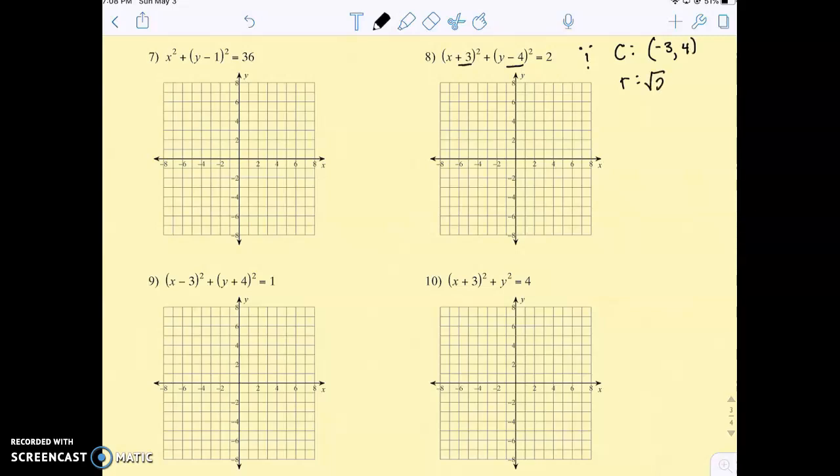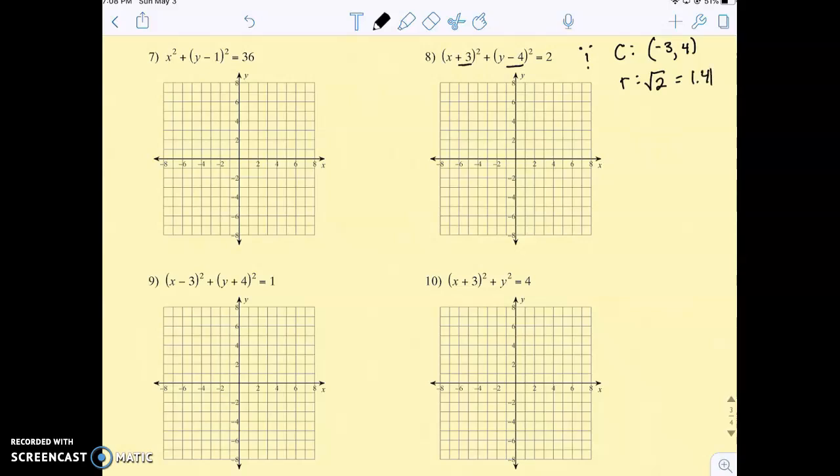The radius is the square root of 2. It's not 2. The number on the end is not the radius. The number on the end is the square of the radius, so we have to take the square root. The square root of 2, and you can use your calculators as well, is between 1 and 2. And it's actually 1.41.